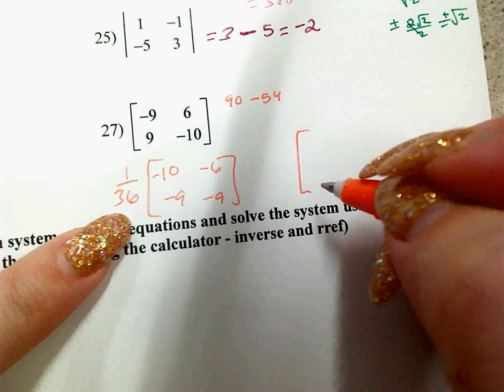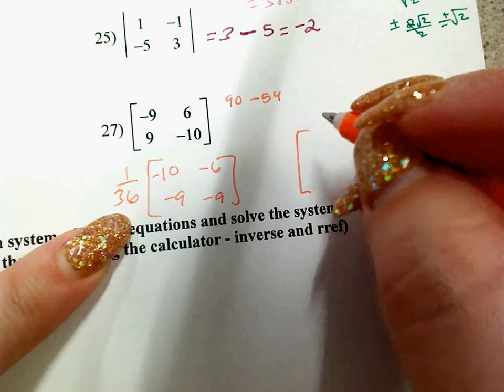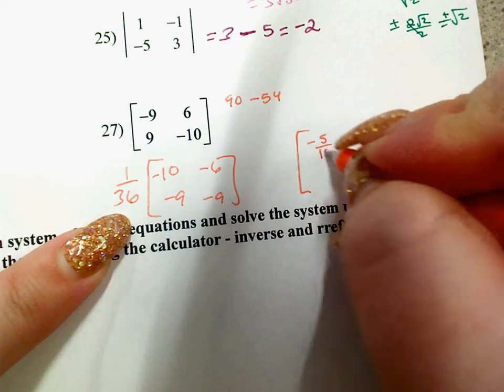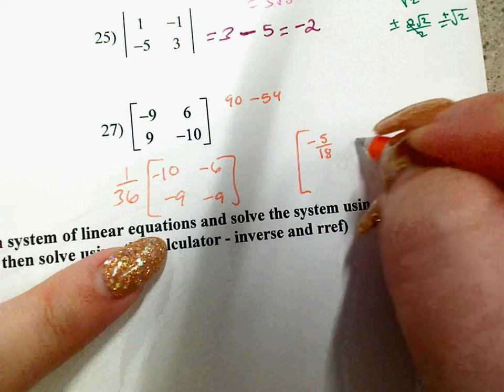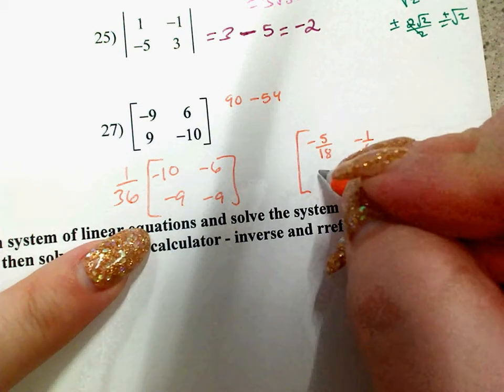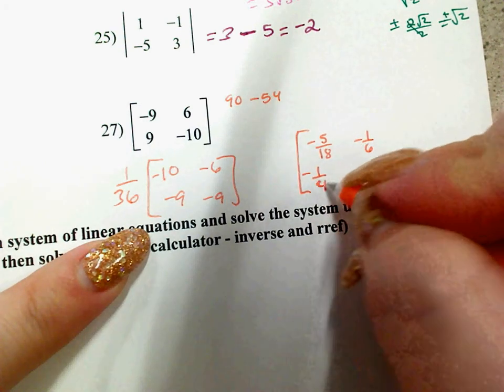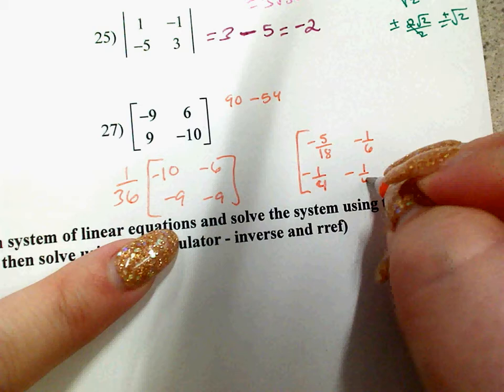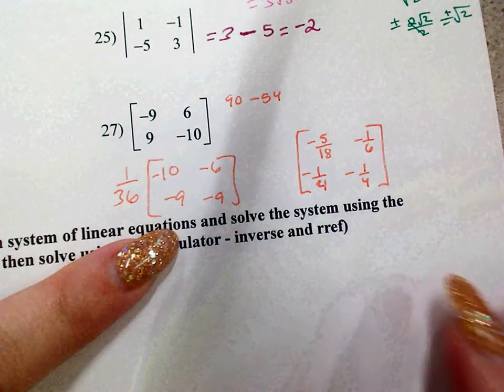10 over 36, 5 and 18. So negative 5/18, negative 1/6, negative 1/4, and negative 1/4. And that should be the inverse.